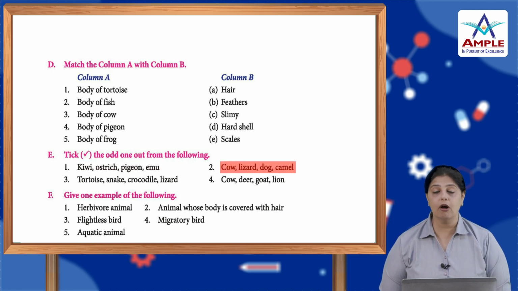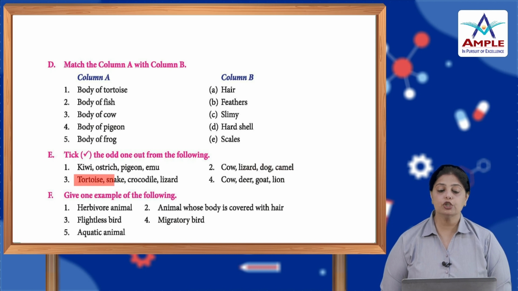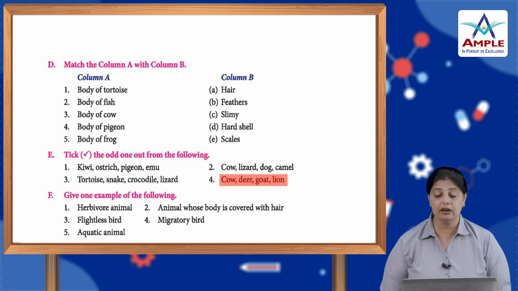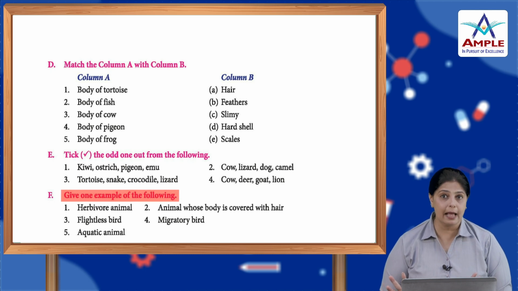Cow, lizard, dog or camel? It is the lizard. Lizard is a reptile. Tortoise, snake, crocodile and lizard, which is the odd one out here? It is the tortoise. Cow, deer, goat or lion? Which is the odd one here? Lion. Lion is a carnivore. Give one example of the following. This is what you have to give the examples here now.